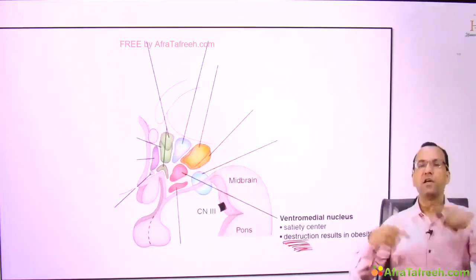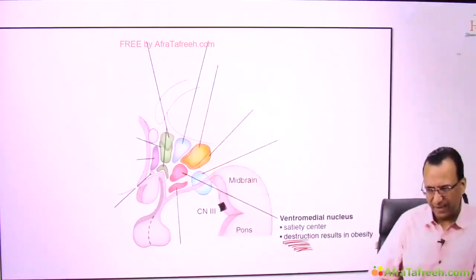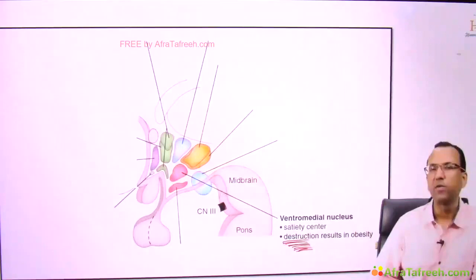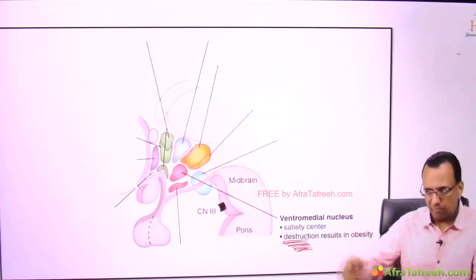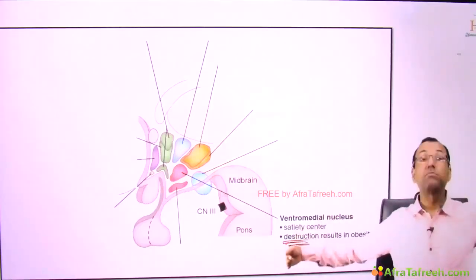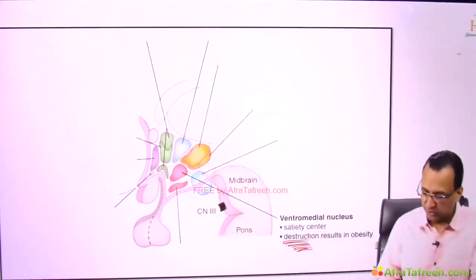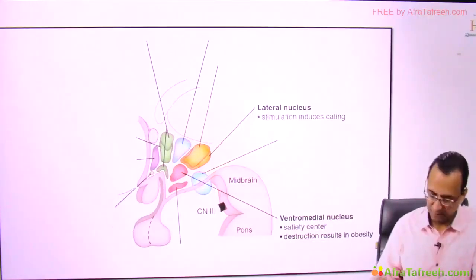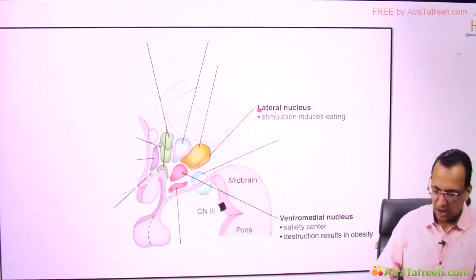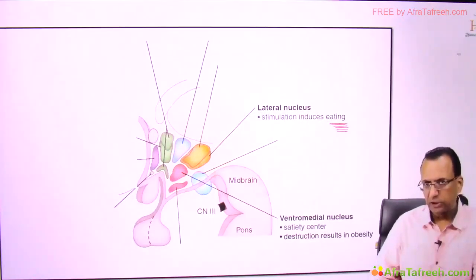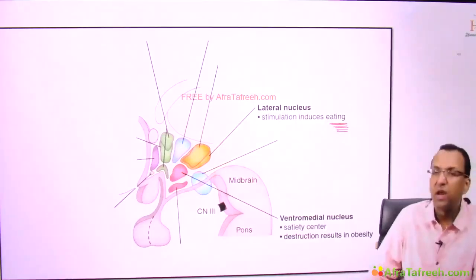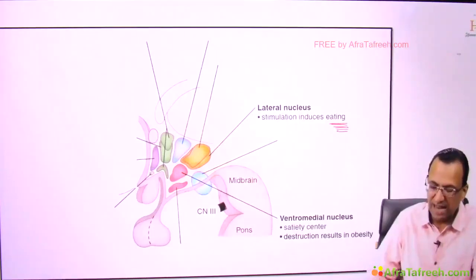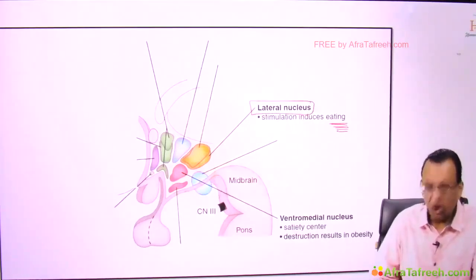Obesity. There was an experiment done, and in that cat, this ventromedial satiety center was damaged, and after a few days the cat became obese. So destruction of this center can lead to obesity. Then where is the other center, the hunger center? It is the lateral nucleus. It is activated when you are hungry. This is the one which will make you feel hungry, so hunger center, lateral nucleus of the hypothalamus.